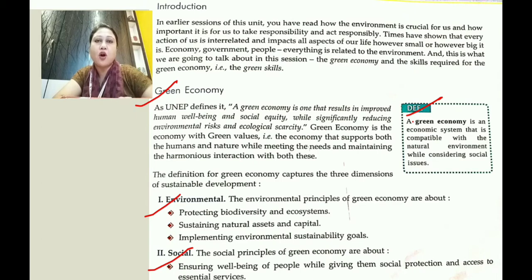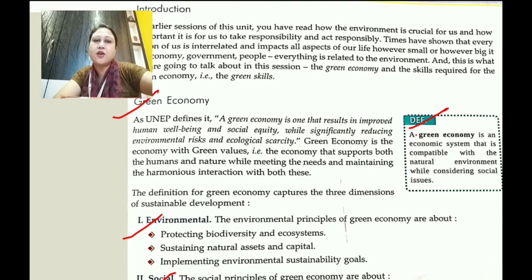Then economy, government, and all the people on this earth, everything is related to the environment, and that is what we are going to talk about in this session. That is the green economy and the skills which are required for the green economy, that is the green skills. All right, so first let us start with the green economy.